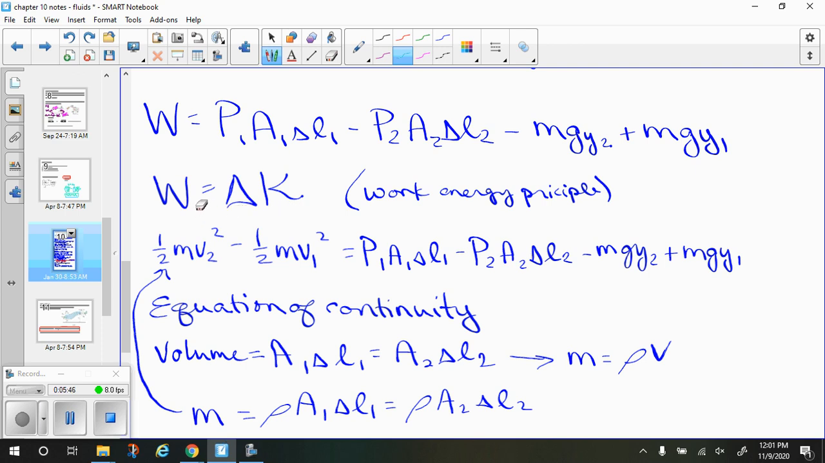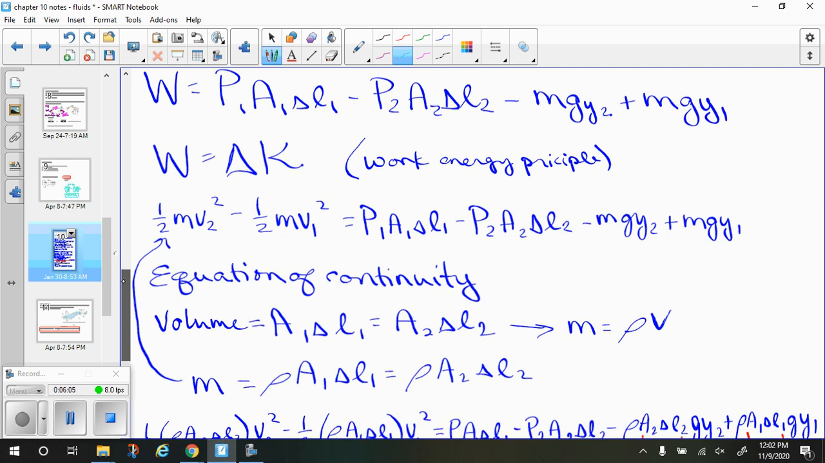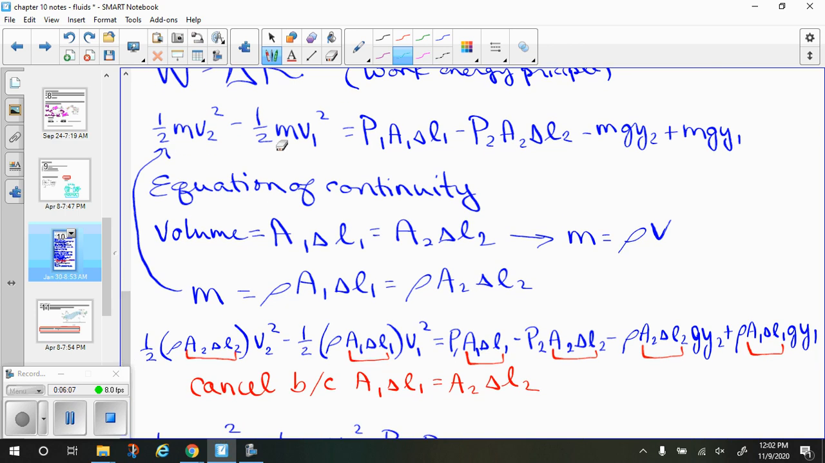And so the work done from the left side and the right side, and then the work done by gravity, those are going to result in changes in kinetic energy. So we are going to put in here 1/2 mv2 squared minus 1/2 mv1 squared. That's our change in kinetic energy. And then we have this nice big equation. So this is basically change in kinetic energy equals the total work.